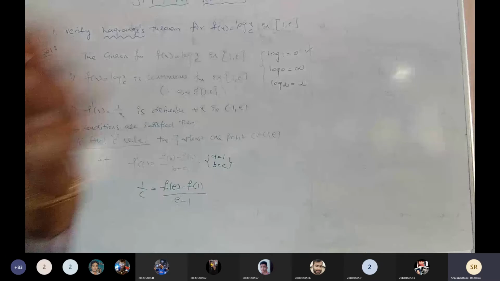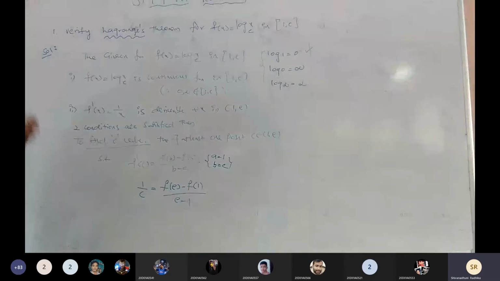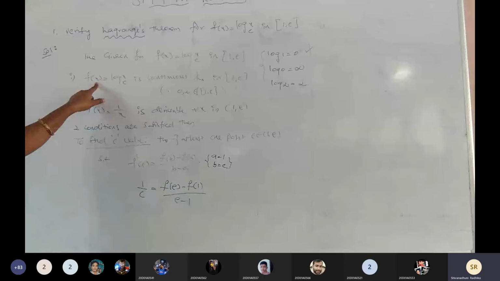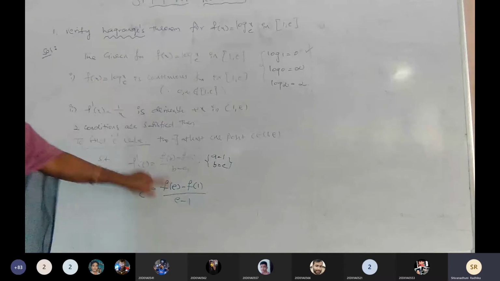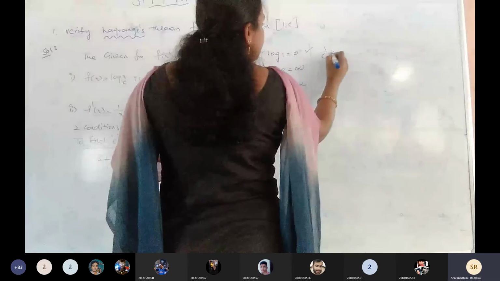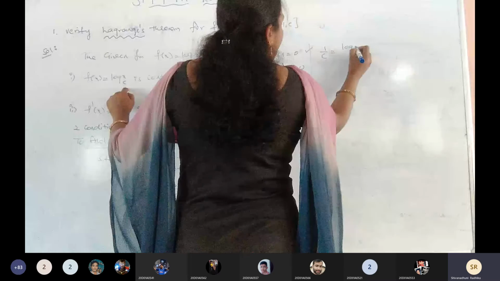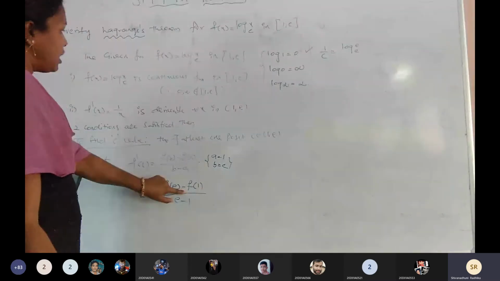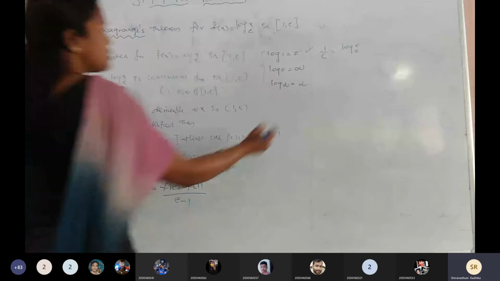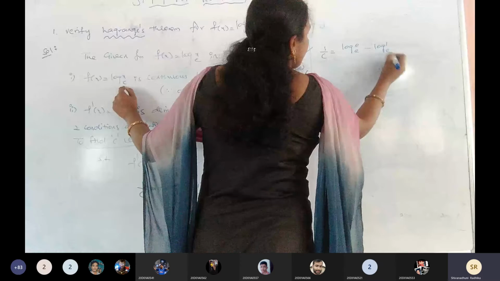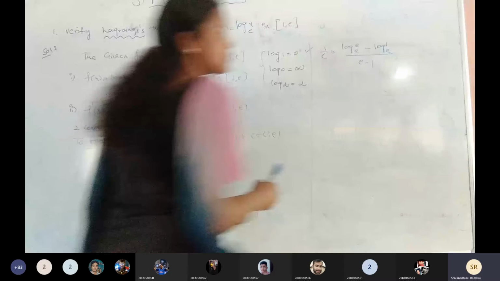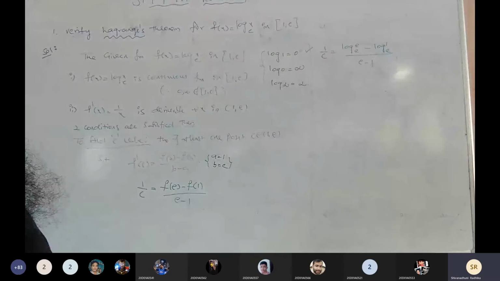Now, what is f of e? f of e is of the form f of x. Now substitute x equals e in f of x. So that is equal to log e base e, minus f of 1. Substitute x equals 1 here: minus log 1 base e, by e minus 1, that is e minus 1. Is it clear, all of you? Any doubts?